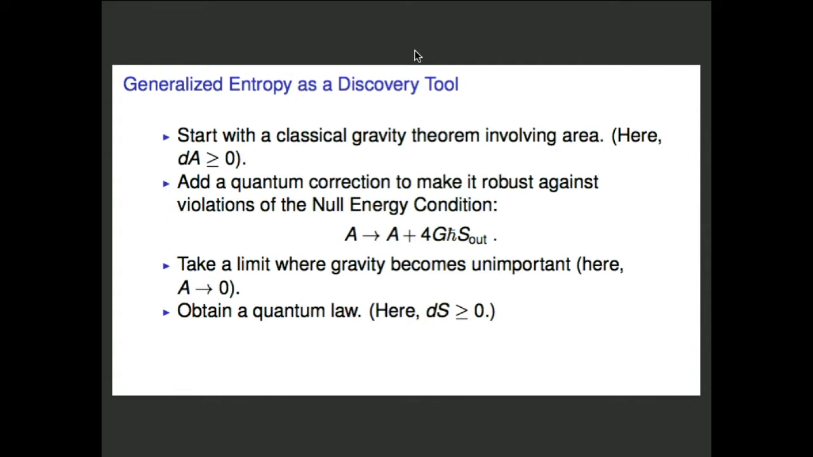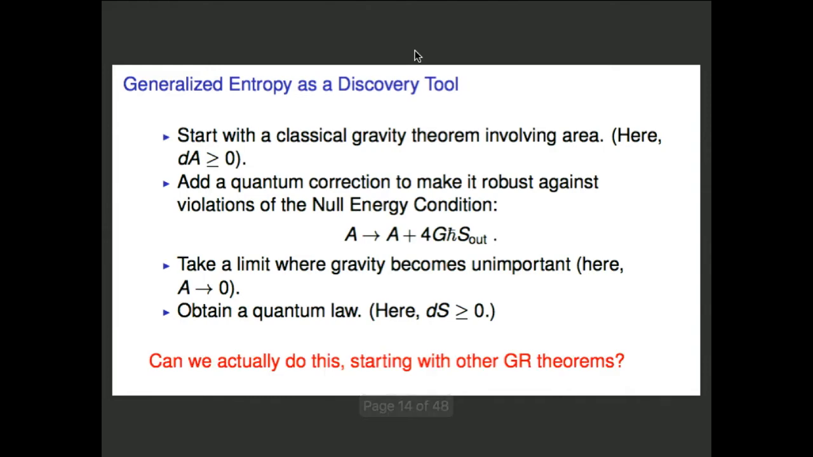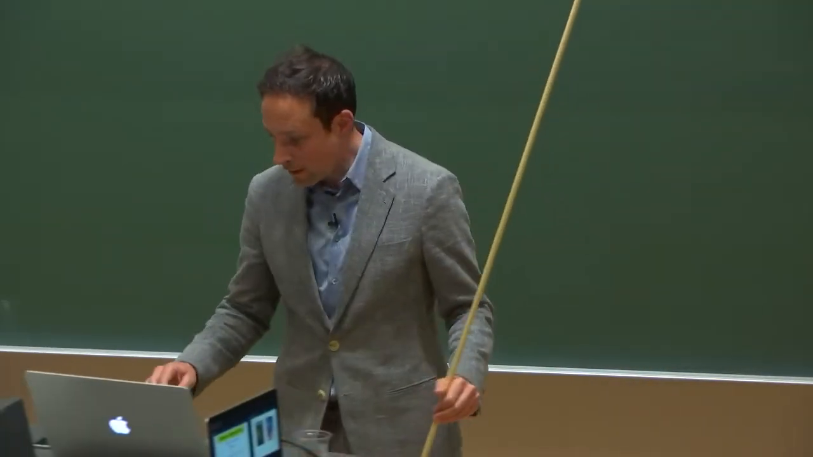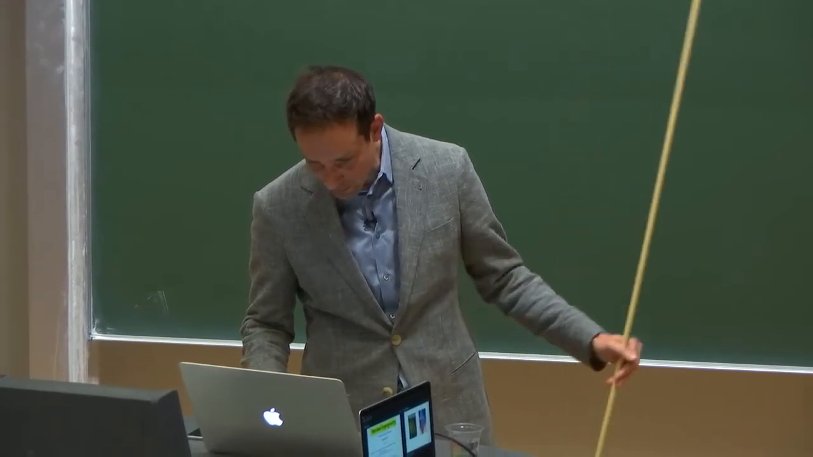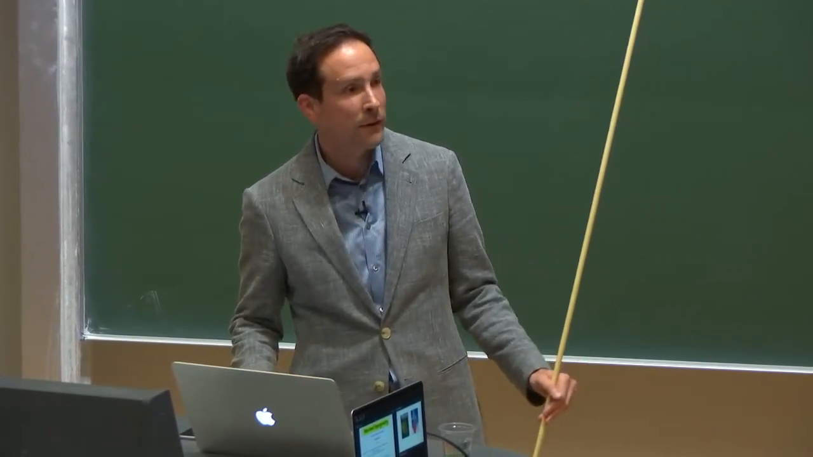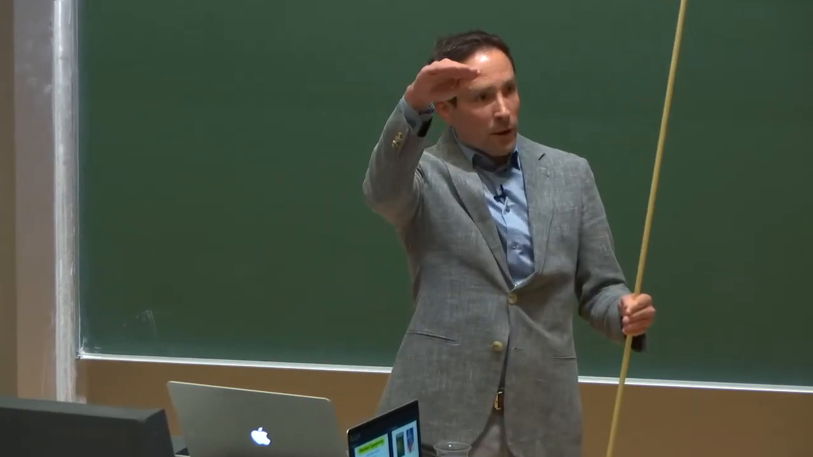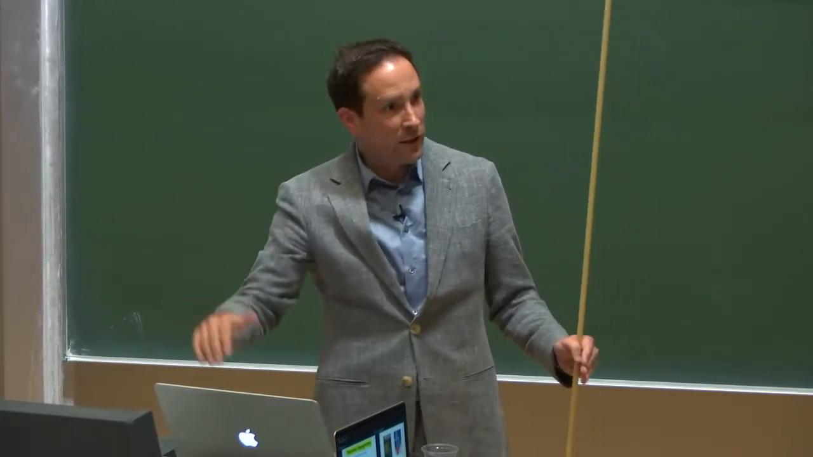Now, there are a number of problems with this analogy, but that's roughly what we're actually going to do, starting from a different GR theorem in the rest of this talk. Okay, and again, I think in an alternate history, it could have happened this way, even for the area theorem. We could have discovered the second law of thermodynamics from the area theorem by going up to a quantum correction, then throwing away gravity and just getting a quantum statement.